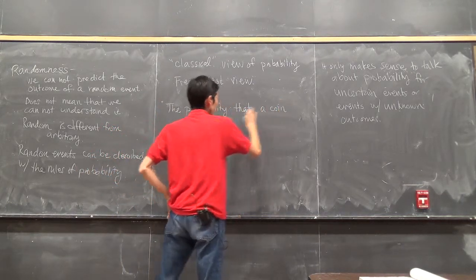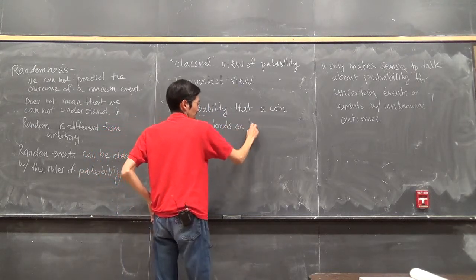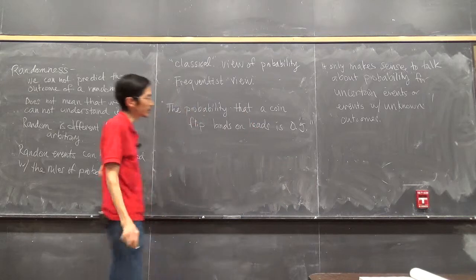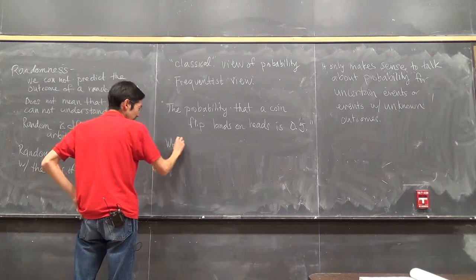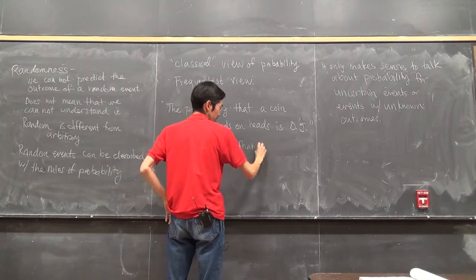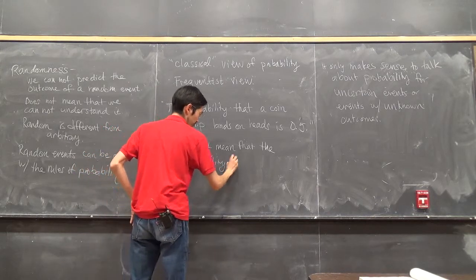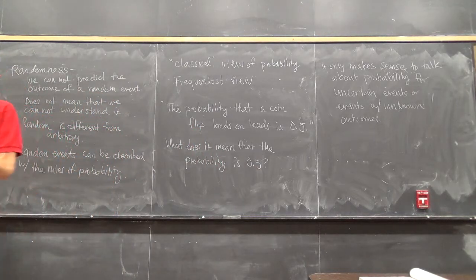A coin flip. So we're talking about a fair coin, and the probability that a coin flip lands on heads is 0.5, or 50%. So it all comes down to the question of, well, what does it mean that the probability is 0.5 or 50%? What does it mean when we say that the probability a coin lands heads is 50%? What does that mean?